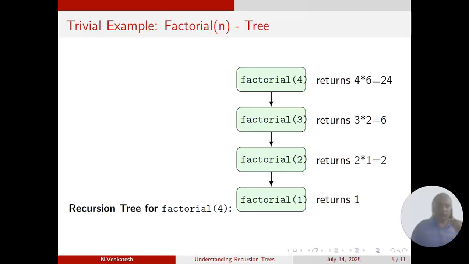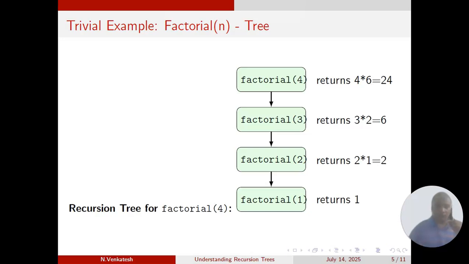Now let us consider a recursion tree for factorial of 4. Factorial of 4 is at the root node, and factorial of 4 calls factorial of 3, and factorial of 3 calls factorial of 2, and factorial of 2 calls factorial of 1. So there are edges, and factorial of 1 is a base case, so that is the leaf node.